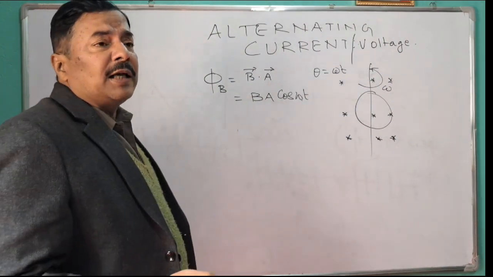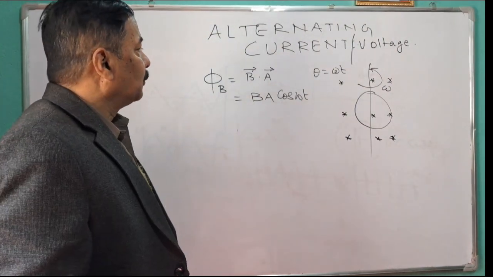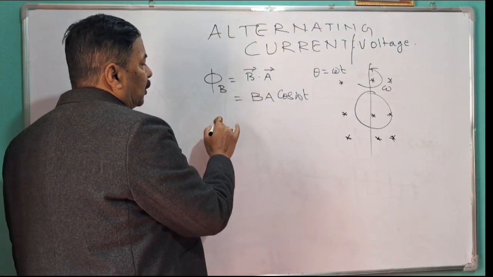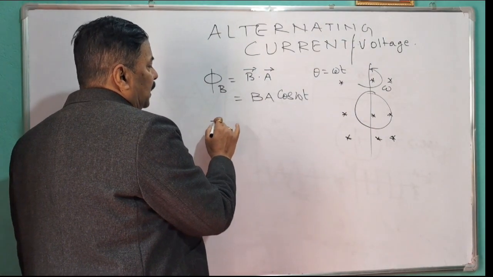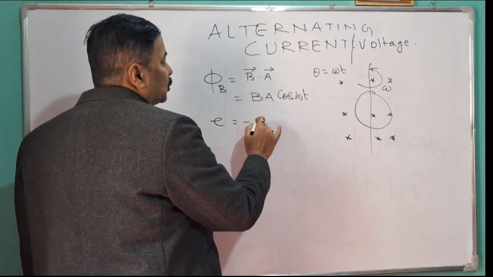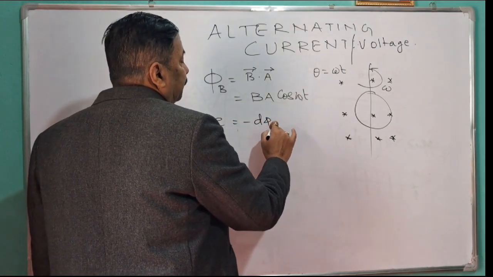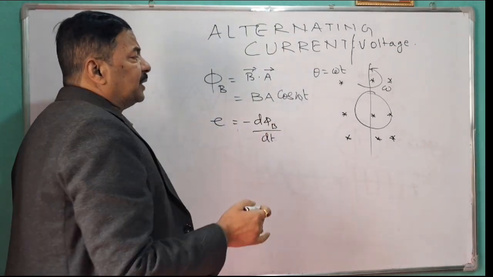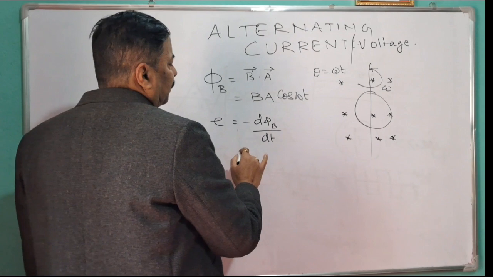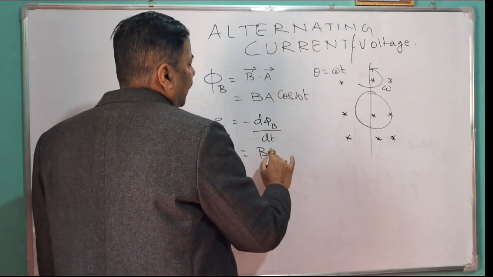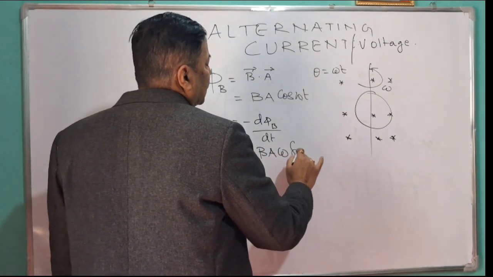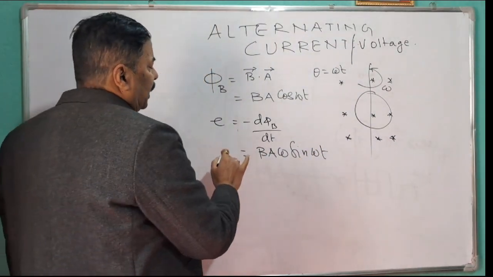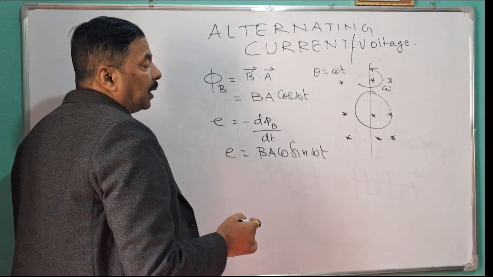Now according to Faraday's law of electromagnetic induction, the rate of change of magnetic flux gives the induced EMF, E equals minus d phi by dt. If we differentiate it, what will we get? We will get B A omega sine omega t. So E equals B A omega sine omega t.